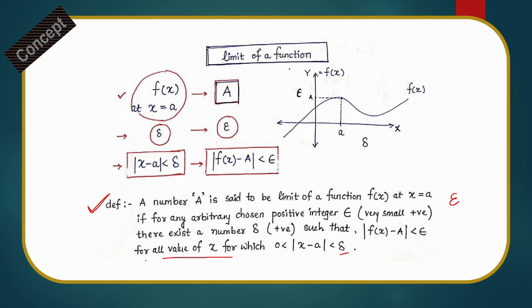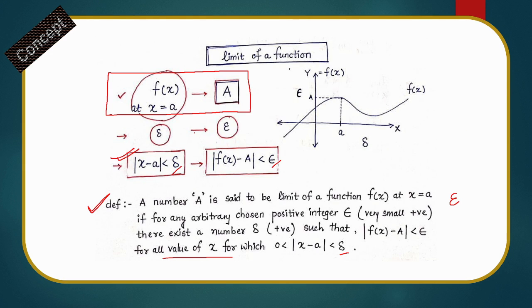If you read this definition 2-3 times, you will understand that first it is saying f of x at x equal to a. When will this be true? This is the condition: mod of x minus a is less than delta, for which there exists mod of f of x minus capital A less than epsilon. What are delta and epsilon? These are small positive values. So this is the definition of the limit of a function.